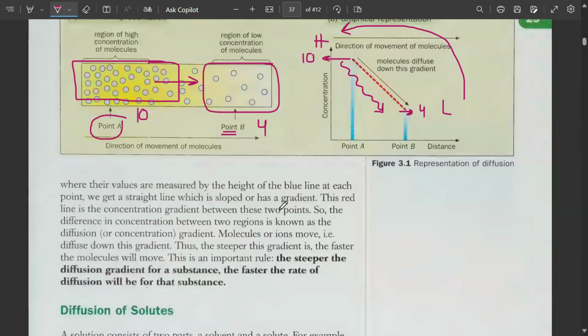So this red line is the concentration gradient between these 2 points. The difference in concentration between 2 regions is known as the diffusion or concentration gradient. Molecules or ions diffuse down this gradient. The steeper this gradient, the faster the molecules will move. And this is a very important rule: the steeper the diffusion gradient, the faster the rate of diffusion.